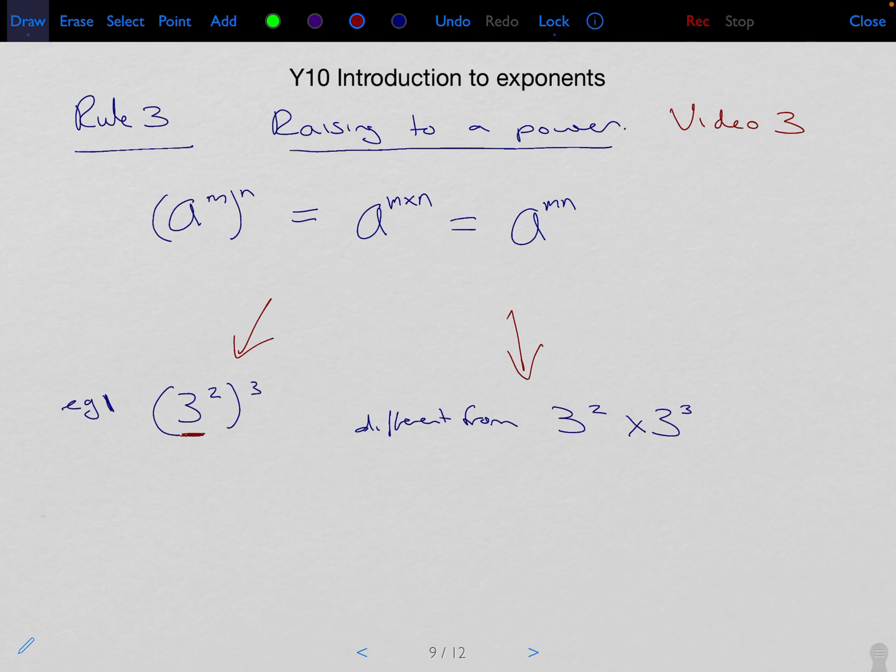Here, you've only got one base, and this means 3 squared times 3 squared times 3 squared. So if you're going to, because it's cubed, right? So if you're going to use the other rule that we used, that's 3 to the 6. If we're going to multiply them like this rule says, then that's 3 to the 6. So everything's working and it's fine.